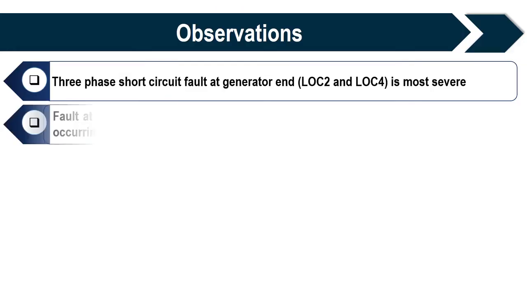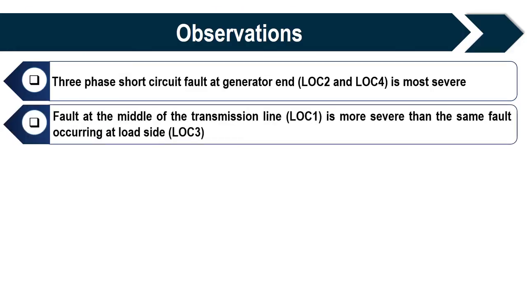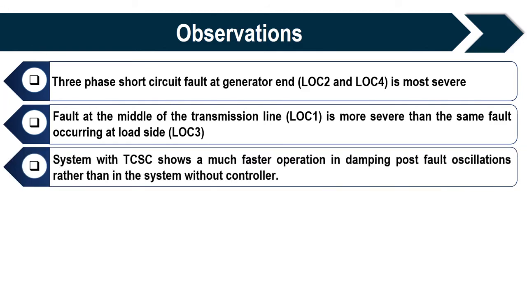Now going back, the fault at the middle of the transmission line, that is location 1, is more severe than the same fault occurring at load site location 3. And we have seen that the system with TCSC shows a much faster operation in damping post-fault oscillations rather than in the system without controller.